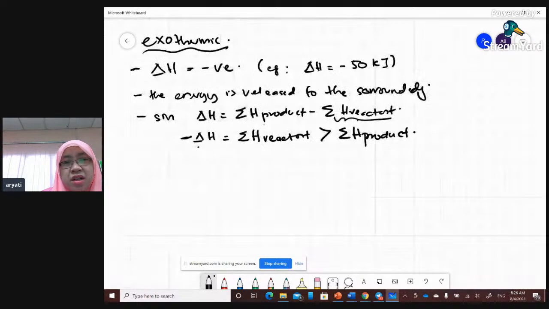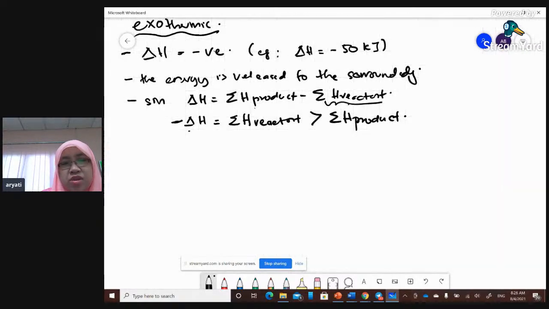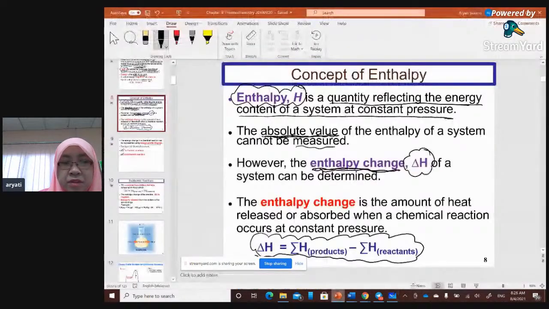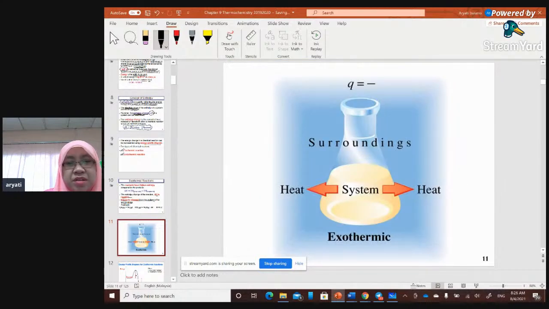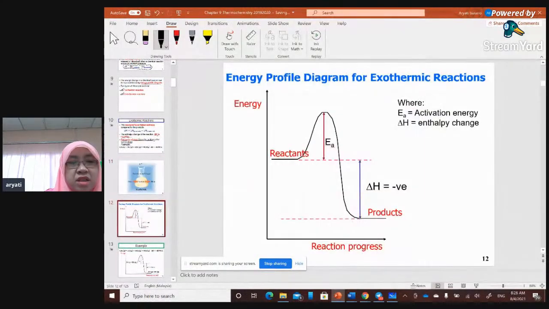So sekarang kita nak belajar lukis energy profile diagram untuk exothermic reaction. Okay, untuk tindak balas exothermic, energy is released to the system, to the surrounding. Delta H negative I mentioned tadi. So this is the example. So this is a system. So the heat released to the surrounding. Tindak balas exothermic.